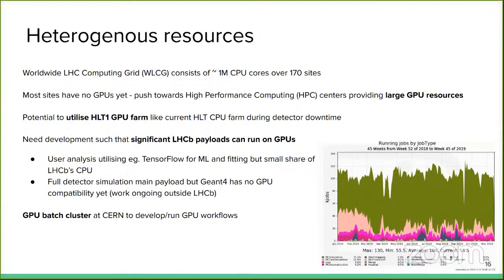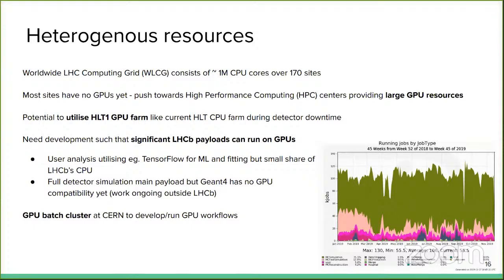Also, as I said, our HLT1 will now run on a GPU farm. We'd like the ability to utilize that farm during detector downtime for jobs, much like we do with our current HLT CPU farm when LHCb isn't running. But to do this, we need a lot of development in our significant payloads to make them actually able to run on GPUs. And you can see what jobs we run by job type on the right here.